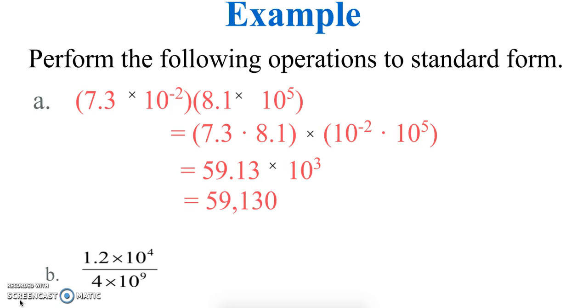When you're done, you go into standard form because that's what it asked us to do. It didn't ask us to just simplify. It asked us to go into standard form. We know we're going to move our decimal point 3 times to the right, and we have our answer.